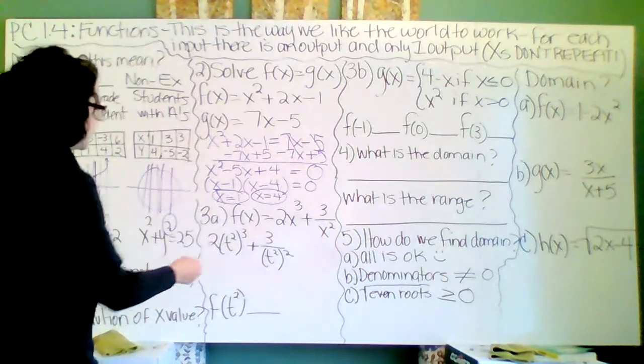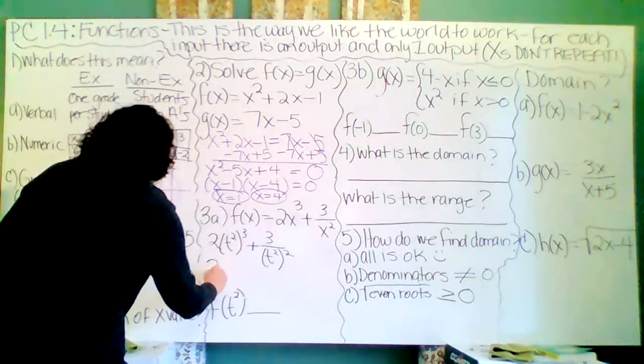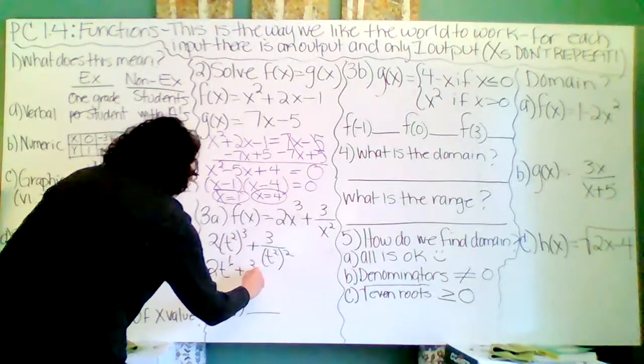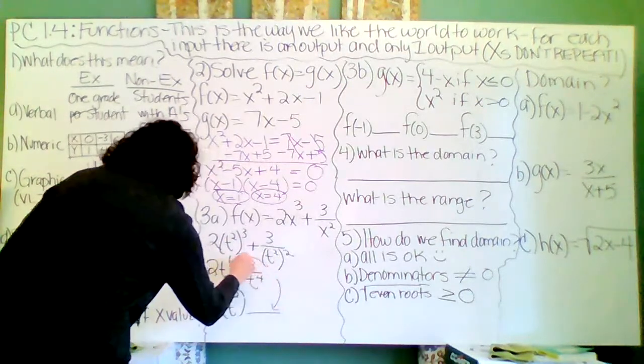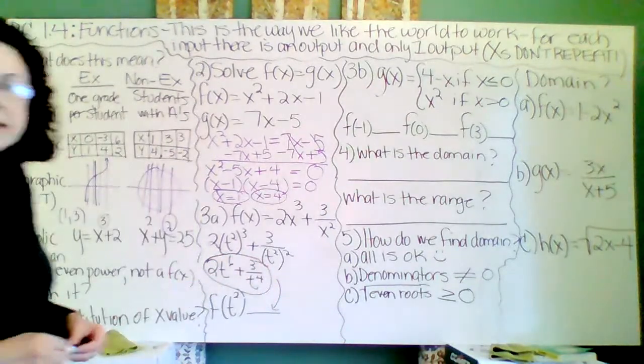Okay, let's do a little math. When you have one exponent raised to another, you multiply. So I have 2 t to the 6th plus 3 t to the 4th. There we go. So what happens then? That's our final answer for f of t squared.